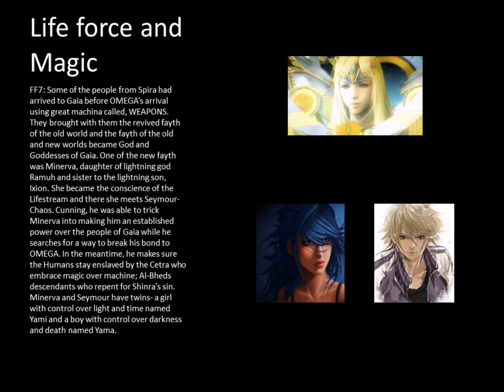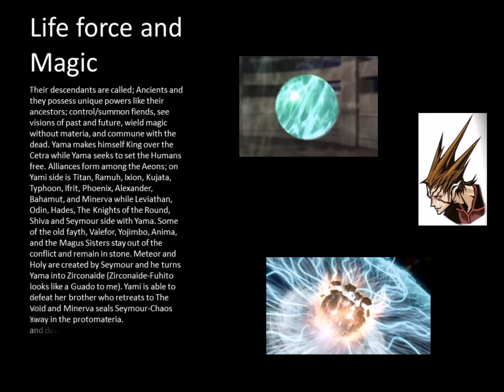Minerva and Seymour have twins, a girl with control over light and time named Yami, and a boy with control over darkness and death named Yama. Their descendants are called Ancients, and they possess unique powers like their ancestors. They can control and summon fiends, see visions of the past and future, wield magic without materia, and commune with the dead. Yama makes himself king over the Ketra, while Yami seeks to set the humans free.